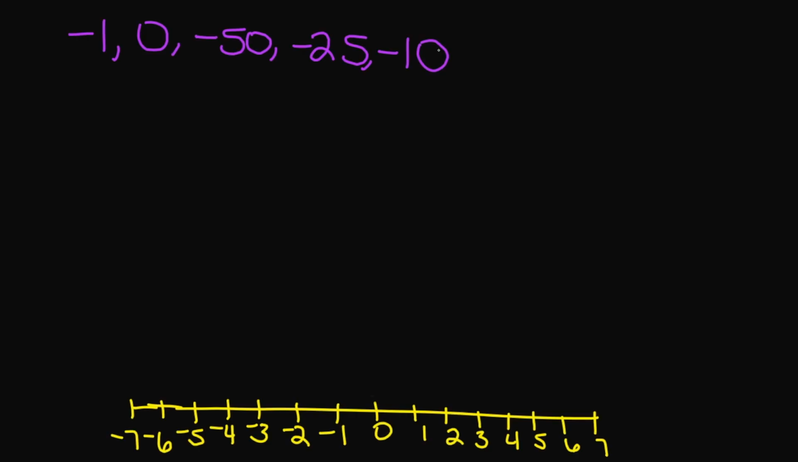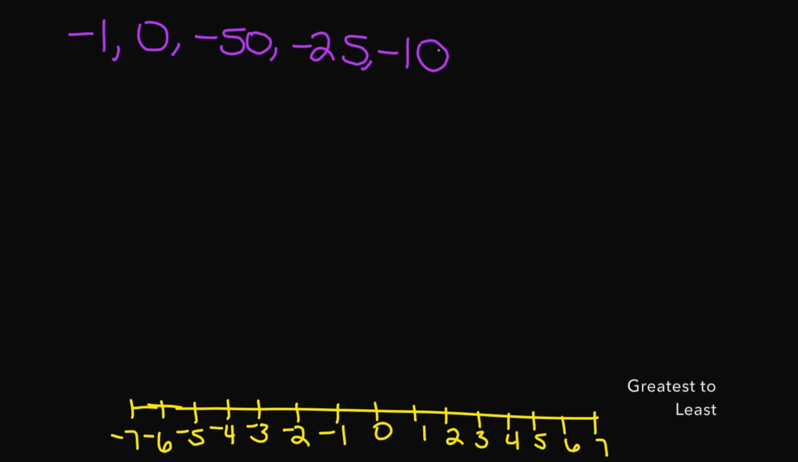So today we'll be ordering negative numbers. Let's say you had -1, 0, -50, -25, and then -10. And let's say, for example, you needed to list these numbers from greatest to least. So the largest number to the smallest number.